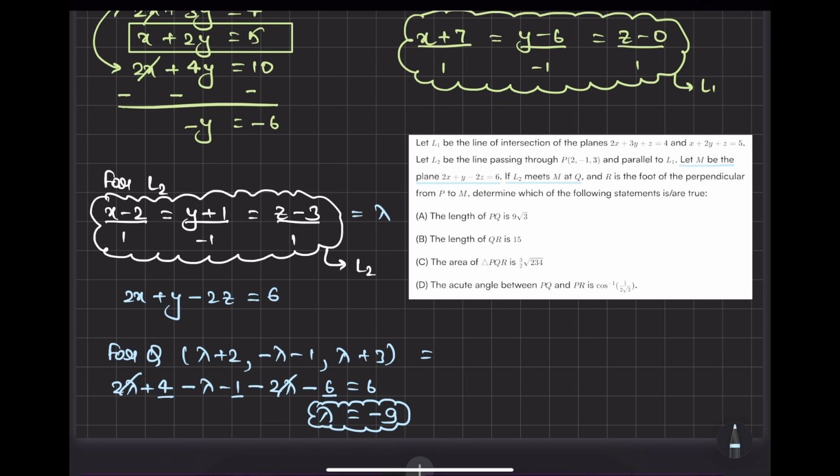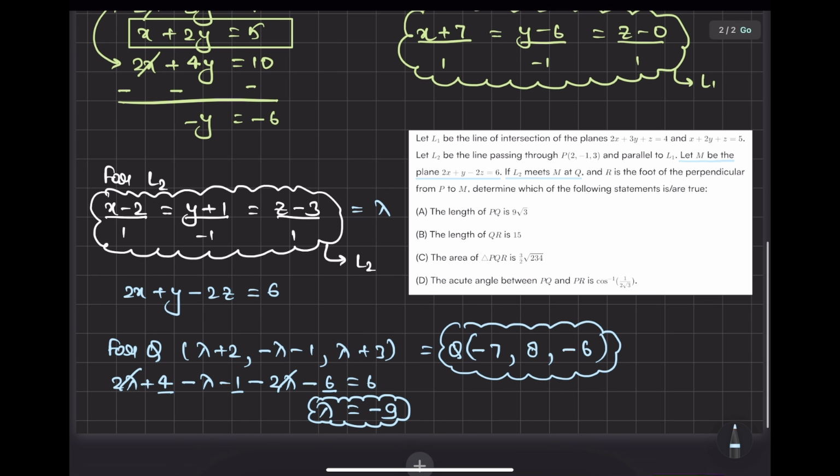So if lambda is minus 9, you can get your Q done. So the value of Q is minus 7. Minus of minus 9 will become plus 9. Plus 9 minus 1 is 8. Minus 9 plus 3 is minus 6. So this is your Q. So you got your Q done.